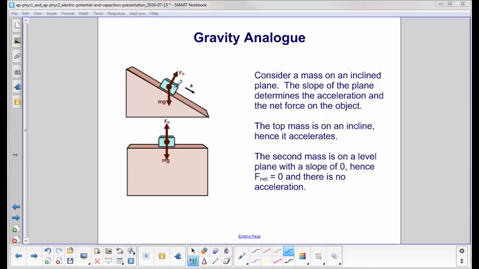So we're going to consider a mass on an inclined plane. The slope of this plane determines the acceleration and the net force on the object. For example, if it's sloped like this, there's no net force and it's not going to move. If it's sloped at more of an angle, it will accelerate. There's a greater force on it. So here the net force is 0. Here the net force is equal to something related to gravity.